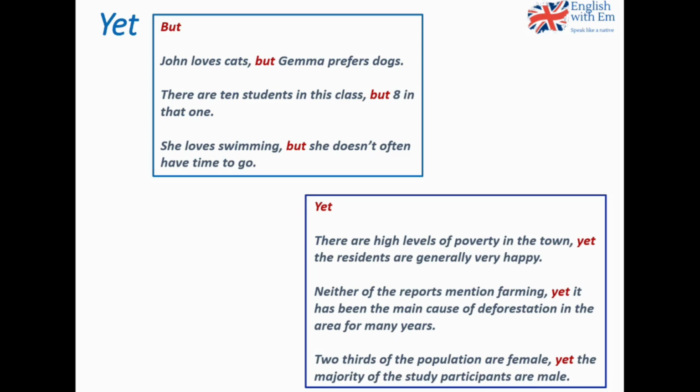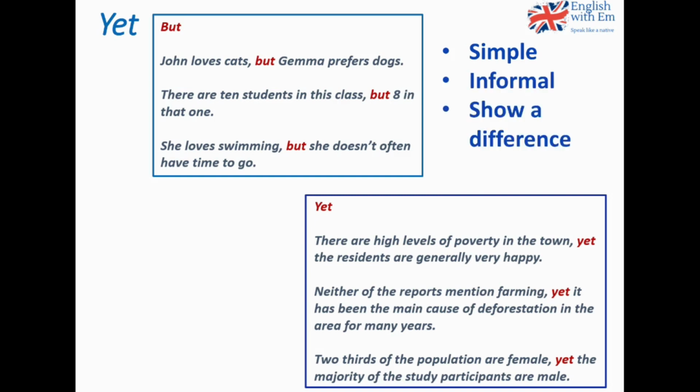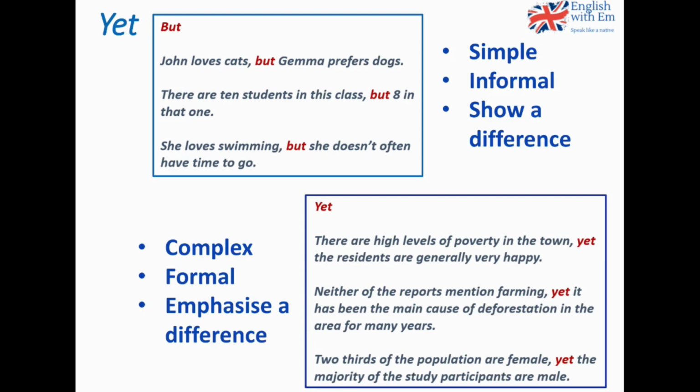So let's take a look at the examples side by side. Now straight away, you'll notice that the sentences with but are simple. They're quite short. The style is informal, and they're used to show a difference. And then when we look at the sentences with yet, these are complex sentences. They're longer. There's more detail. The style is formal. And we're emphasizing a difference.